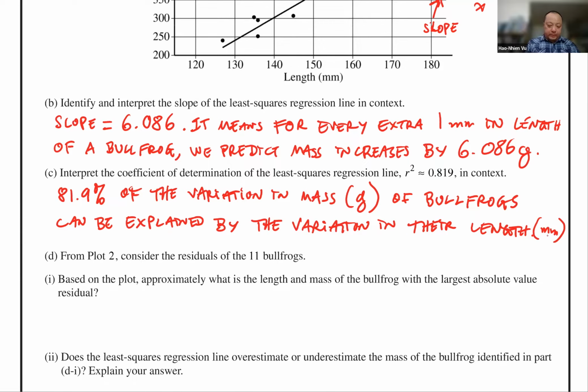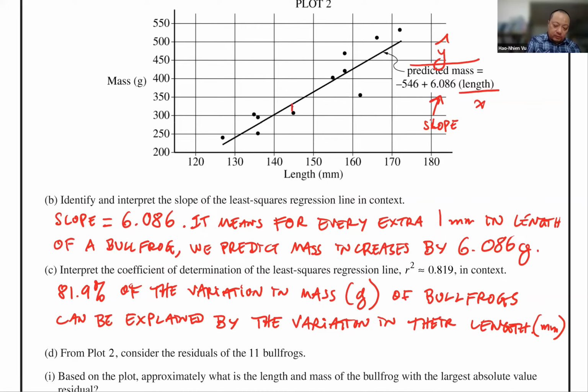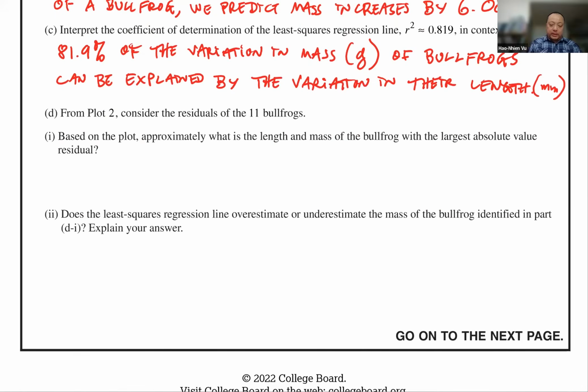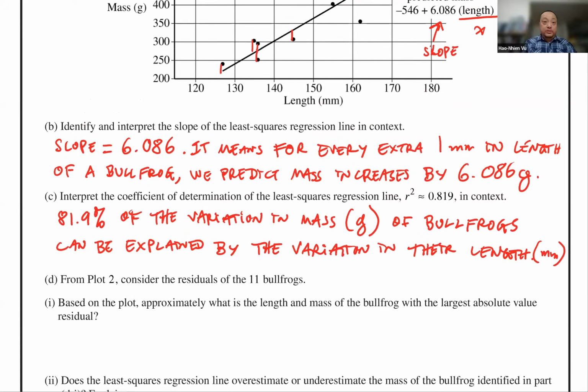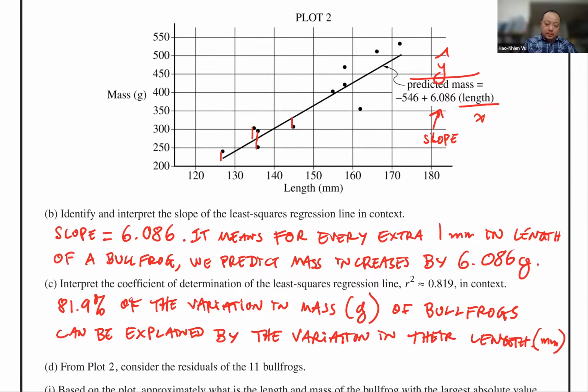All right, part D, consider the residuals of the 11 bullfrogs. The residuals are the y differences, the vertical distance from each point to the line. What is the length and mass of the bullfrog with the largest absolute value residual? So largest absolute value residual means the largest residual regardless of whether or not it's above or below the line. And it seems to be this point right here that has the largest residual.